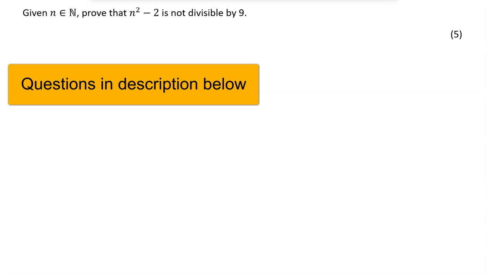Given that n is a natural number, prove that n squared minus 2 is not divisible by 9. Now, firstly, you might be wondering about the notation here. As I said, this means n is a natural number. So that's just all your positive whole numbers, 1, 2, 3, 4, etc.